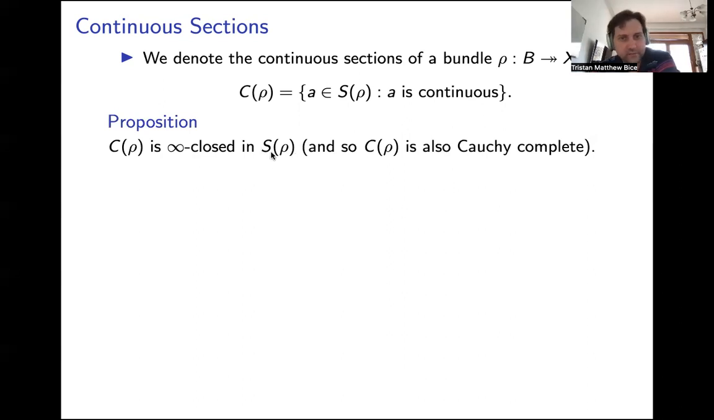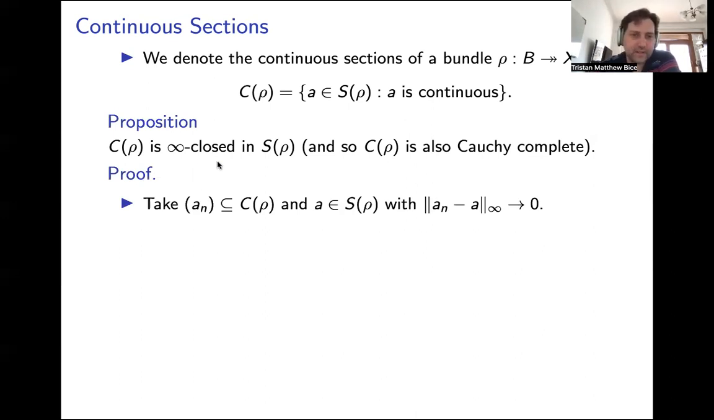And that in itself, maybe we don't care so much about, but what we really do care about is that the continuous sections are also Cauchy complete. And this is an easy way of showing that, right? If we've already shown this is Cauchy complete, and we know that this is closed in some complete space, then closed subspaces again have to be complete.